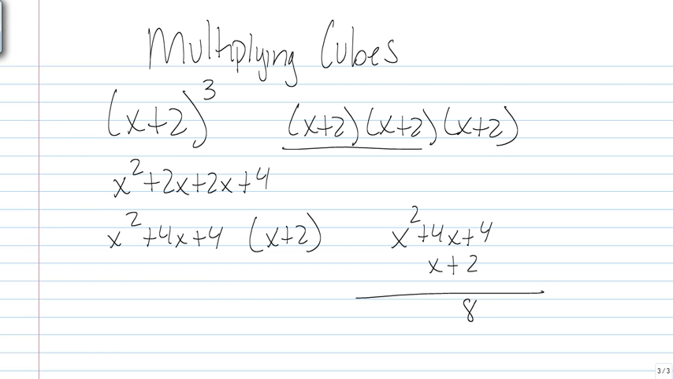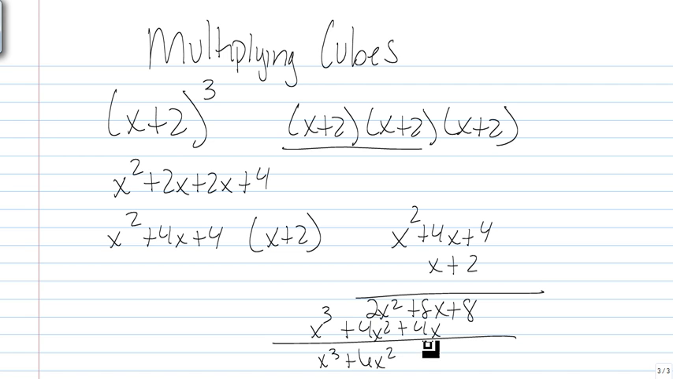So 4 times 2 is 8. 4x times 2 is a positive 8x. X squared times 2 is a positive 2x squared. And we'll go ahead and move over. 4 times x is 4x. 4x times x is a positive 4x squared. And then x squared times x is x to the third. Let's combine our like terms. So you have x to the third, 2x squared plus 4x squared is a 6x squared. 8x plus 4x is a positive 12x. And bring down your 8 for our final answer.